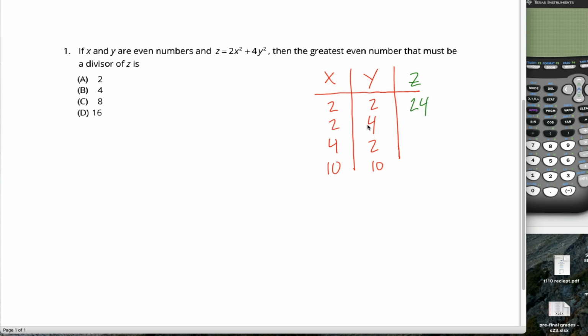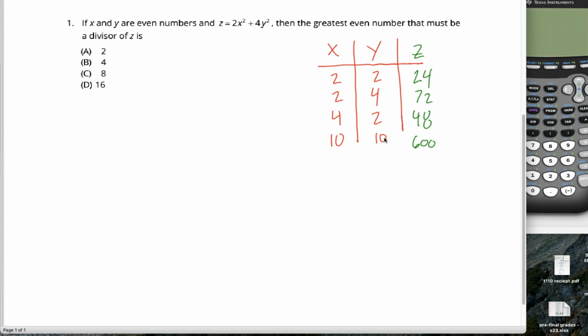Similarly, if x is 2 and y is 4, I get what? 8 plus 64, I think, which is 72. If x is 4 and y is 2, I get 32 plus 16, so 48. And finally, if x is 10 and y is 10, I get what? 200 plus 400, I guess 600. And then you can look at your list for z here and be like, they're all divisible by 2. They're all even numbers for sure.